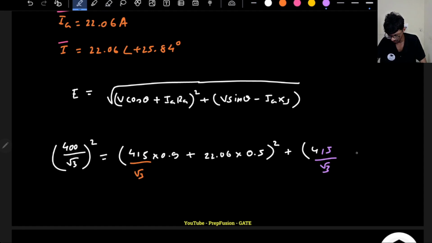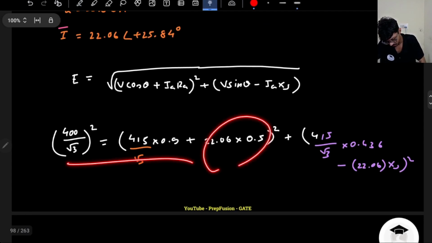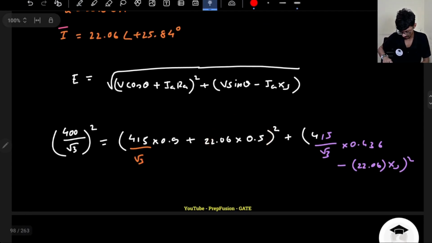sine theta. So sine theta, this will be 25.84 sine of this angle. So 0.436 minus IA into Xs, right? IA into Xs, 22.06 into Xs. This value I don't know actually. So this will go on the left hand side. Okay, this will go on the left hand side and will be subtracted. I will calculate this value.